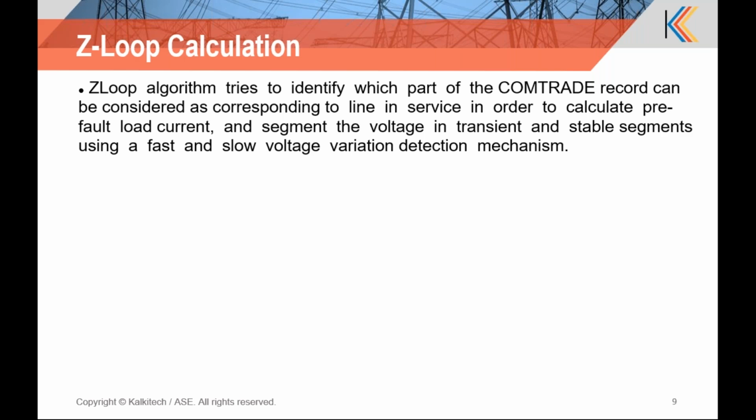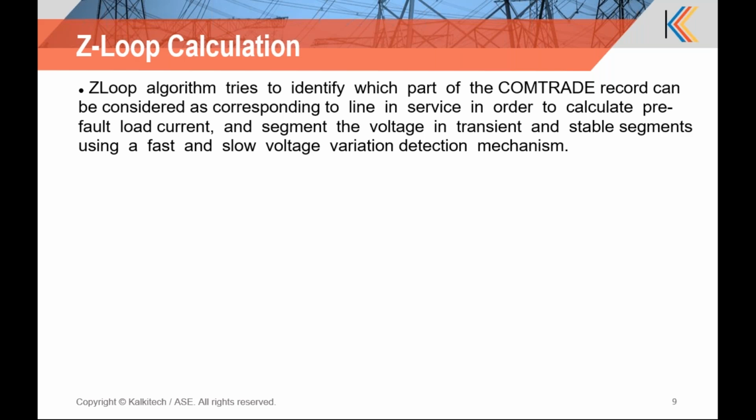For that, we need to analyze the complete fault file we have received, indicating the fault. The input to this calculation is the COMTRADE file, and on it we run an algorithm in which we can detect fast and slow variation in the voltage, segregate it into transient and stable segments, and come across the pre-fault load current condition, and we can calculate that.